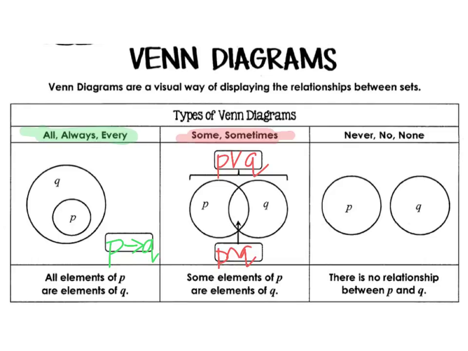And last but not least, we've got our third type, our no, none, never Venn diagrams. This is where we have two separate circles that do not overlap, and this describes a situation where there is no relationship between P and Q. The keywords I highlighted on top are very important because as we're reading problems that describe the relationship between P and Q, these are the keywords you want to look for to identify what type of Venn diagram you're going to draw.